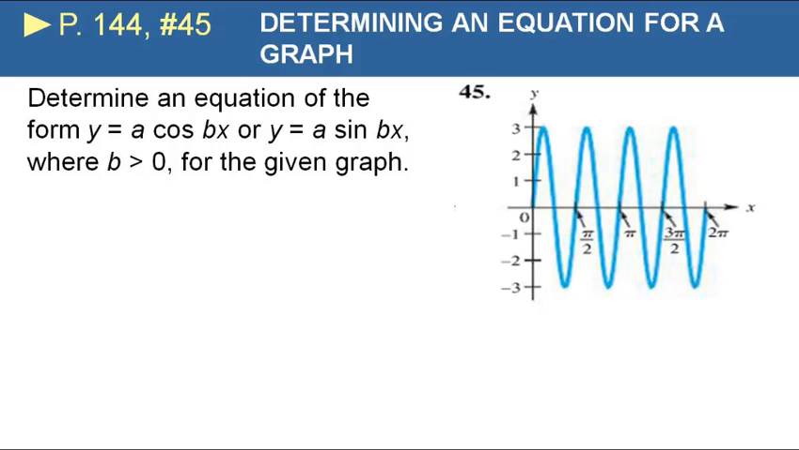Here's another one. Determine an equation of the form y equals a cosine bx or y equals a sine bx, where b is positive. So let's just look and see what clues we can gather. First of all, I see that the basic shape is middle, high, middle, low, middle. Now that's the basic sine shape. So basic shape is going to be sine. Amplitude seems to be 3.